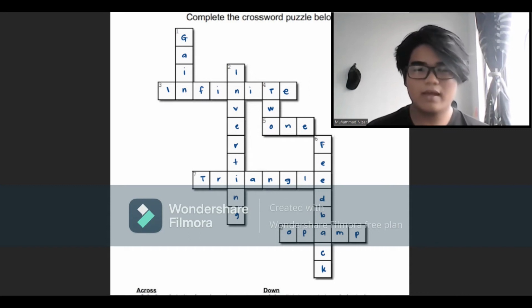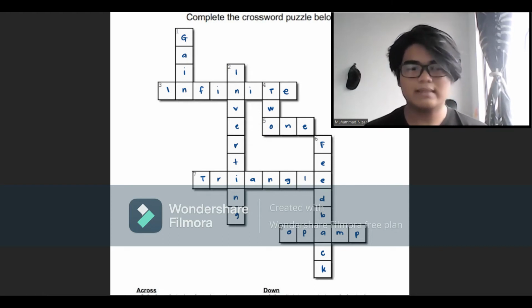We find number 5 and we see that there are only 3 letters to be filled, and our answer is 1, ONE. Next, number 7. The hint given is the shape of the operational amplifier symbol. Our answer is triangle, TRIANGLE. Next, the last word for across words is number 8. The hint is another name for operational amplifier. So our answer is Opamp, OPAMP.